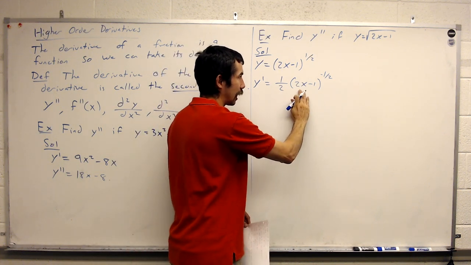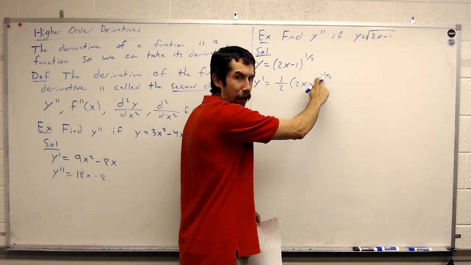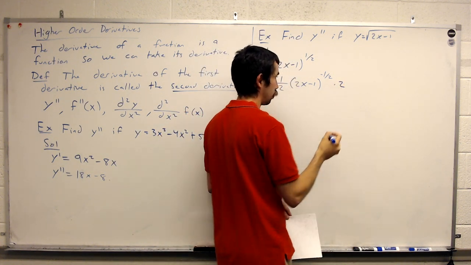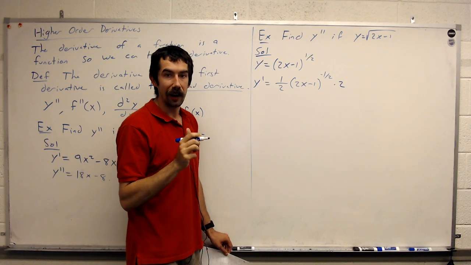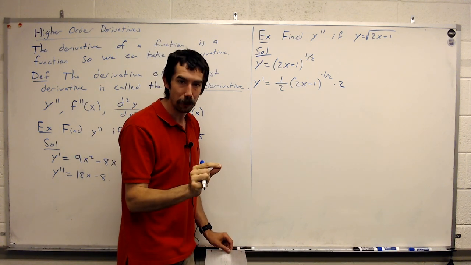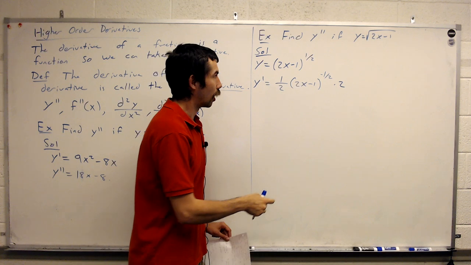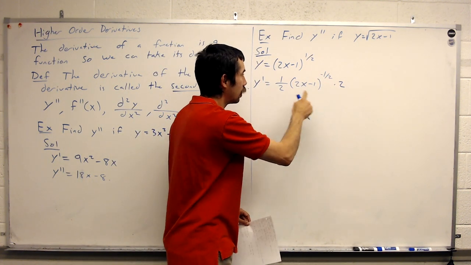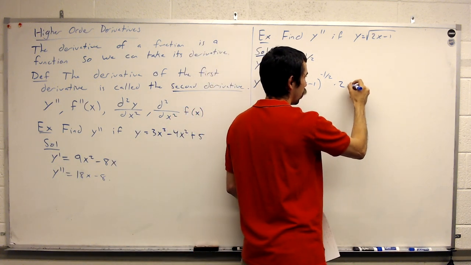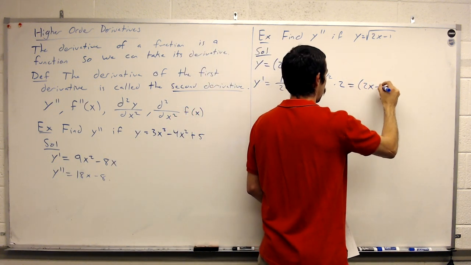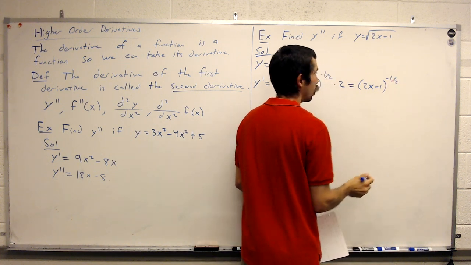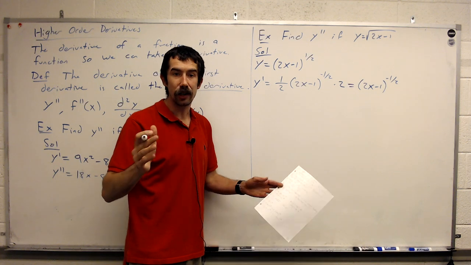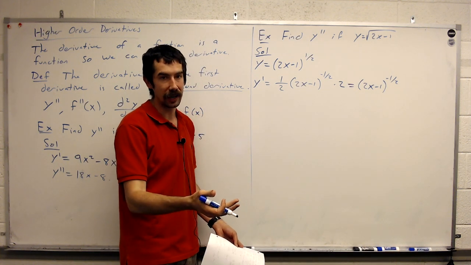Bring the power in front. Keep the inside the same. Subtract 1 from the power. And boom, we need the chain rule. All right, so we've got to remember the chain rule. That's why I tried to scare you there with the boom. Chain rule. All right? 2 times 1/2 is just 1. So this is 2x minus 1 to the negative 1/2. That's our first derivative. When you're taking multiple derivatives, it is good to clean everything up before you go on to the next step.